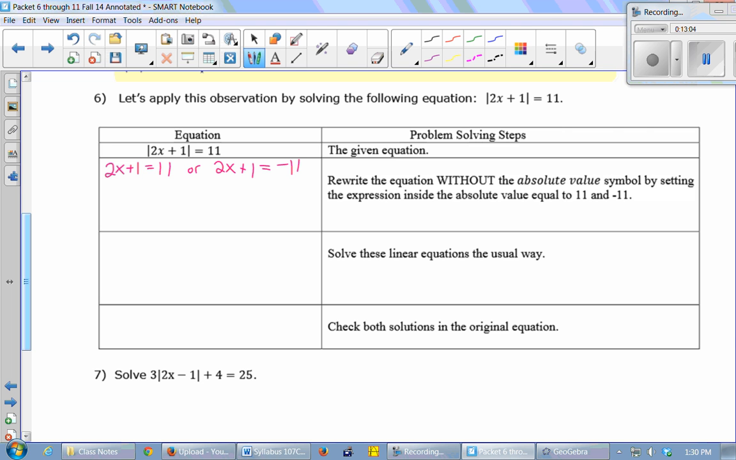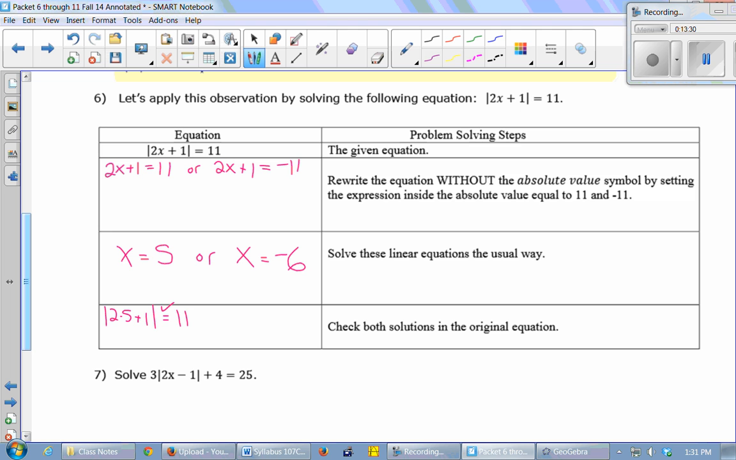So then I solve both of these equations, just the usual way. So I end up with x equals 5 or x equals negative 6. And then we should just do a quick check, right? Plug a 5 in here. Absolute value of 2 times 5 plus 1. 2 times 5 is 10, plus 1 is 11. The absolute value of 11 is 11.